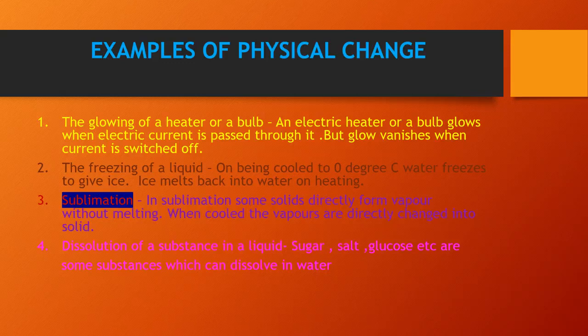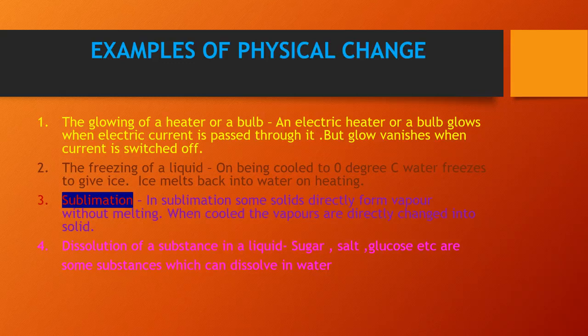As soon as we switch off the switch, there is no flow of electric current and we will not see the glowing bulb. Second example which is covered in the book is freezing of a liquid. On being cooled to 0 degrees Celsius, water freezes to give ice. Ice also melts back into water.